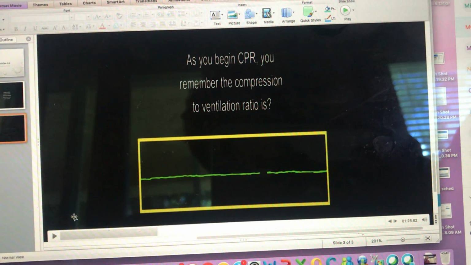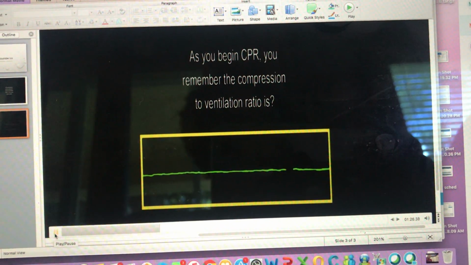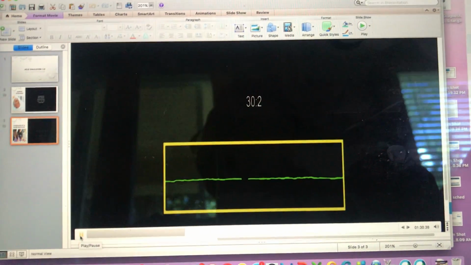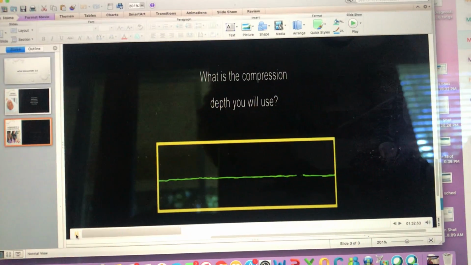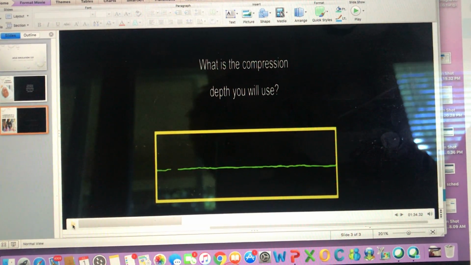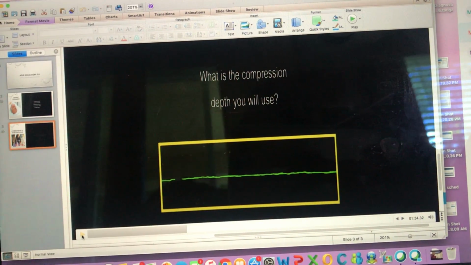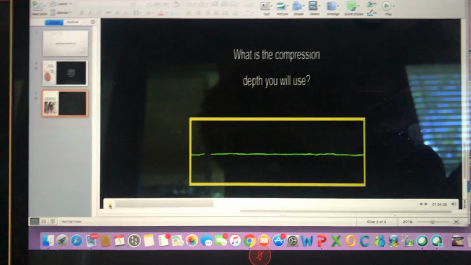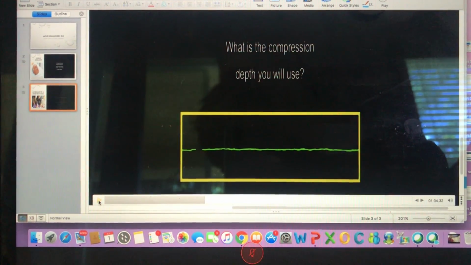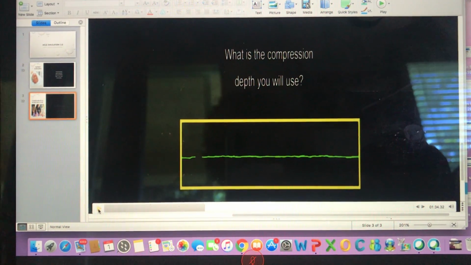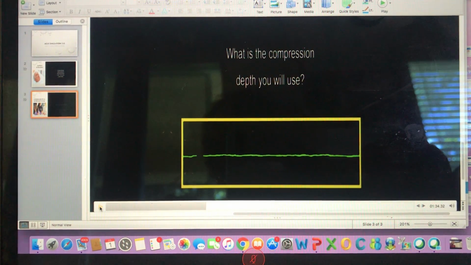So let's continue. You're coming down, compressing. Does anybody know how deep? 2.5? 2 inches? I'll leave it up to whoever wants to answer. Up to 2 inches. 1.5 to 2 inches. 2 inches. 2 to 2.5. Yeah.